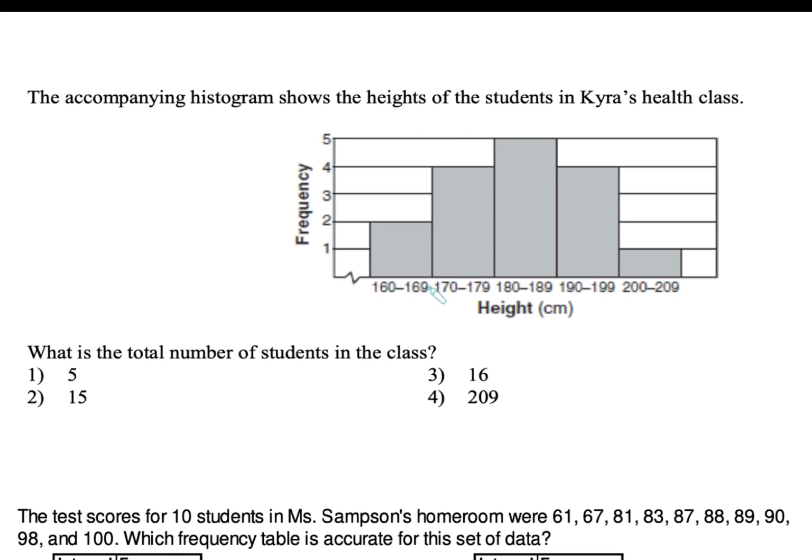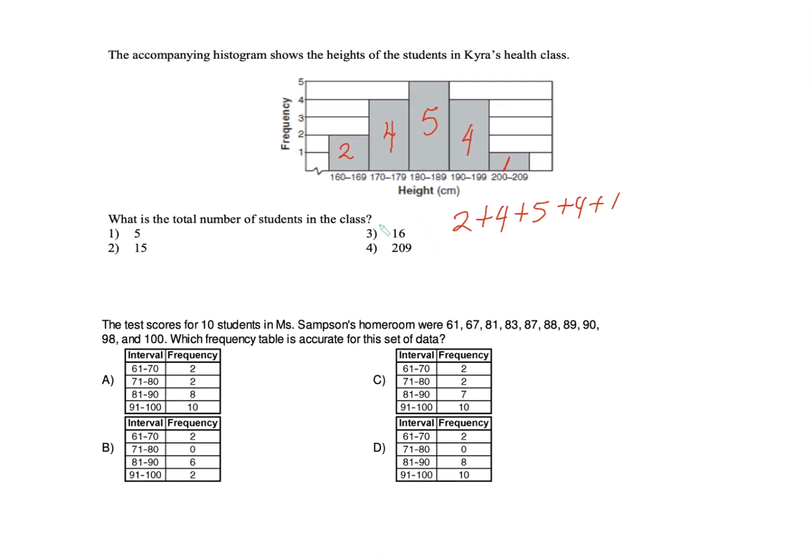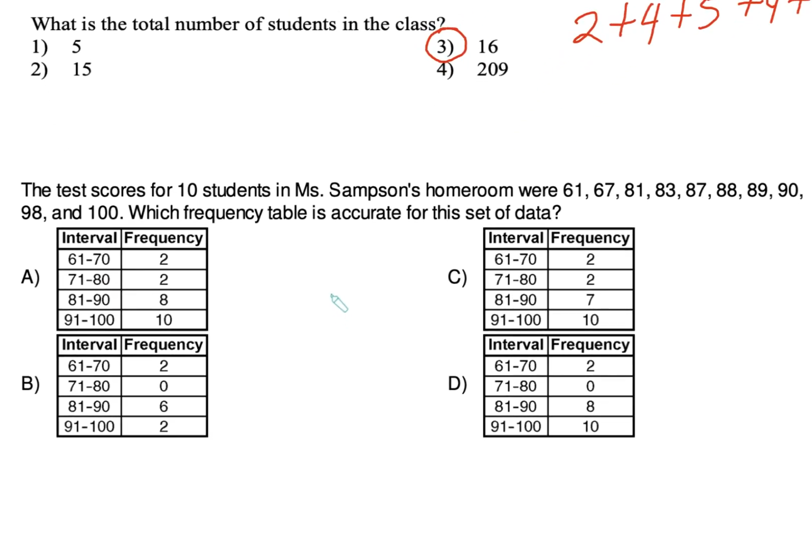So from 160 to 169, that is 2. Okay, this is 4. This is 5. This is 4 again. And this is 1. And all we have to do is add them. So we're adding 2 plus 4 plus 5 plus 4 plus 1. So 2 plus 4 is 6. 6 plus 5 is 11. 11 plus 4 is 15. And 1 is 16. So our answer is number 3. Okay, let's look at the next question.